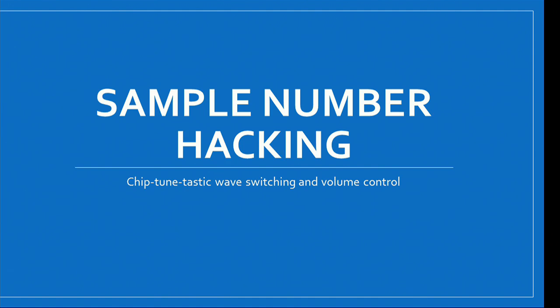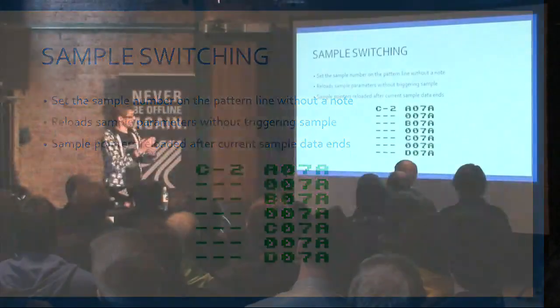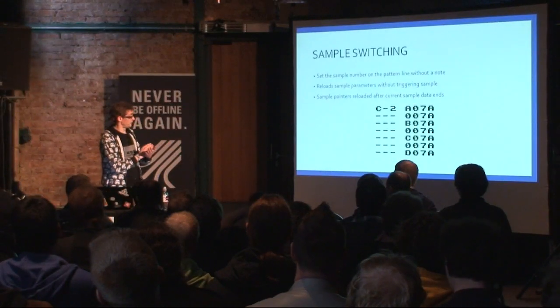Okay, so the first trick we're going to look at is sample number hacking, chiptune-tastic wave switching, and volume control. So what you do when you're doing sample switching is you set the sample number on the pattern line without a note. What that does, that triggers it to reload the sample parameters, but doesn't actually trigger the note. So what happens is that when it runs out of sample data, it will just start playing the next bit of sample data that you've queued up.